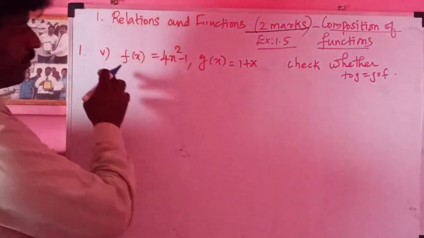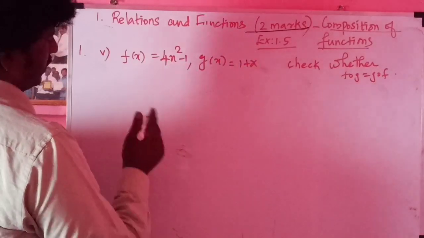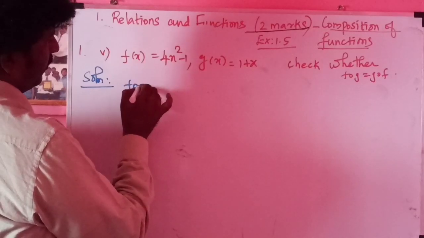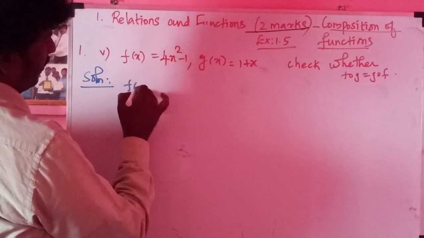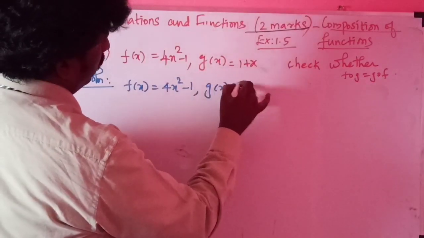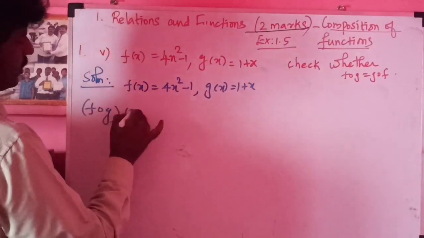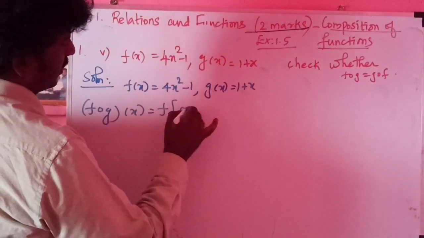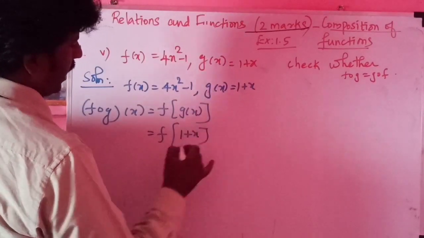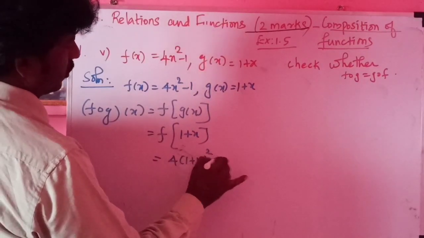See the fifth one. f of x equal to 4x square minus 1. g of x is equal to 1 plus x. பாருங்க. The f dot g. First you have to write the f of x value. f of x equal to 4x square minus 1. The g of x is equal to 1 plus x. Right? First f dot g find out பண்ணணும் இல்லையா? Is equal to f of the g of x. The f of what is g of x? 1 plus x. இப்போ f ல substitute பண்ணணும். So 4 into 1 plus x the whole square minus 1.